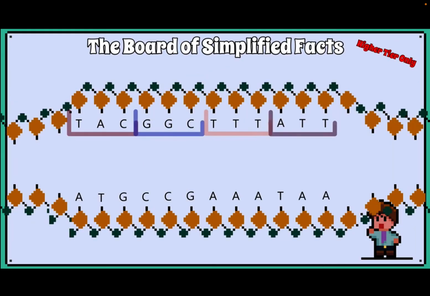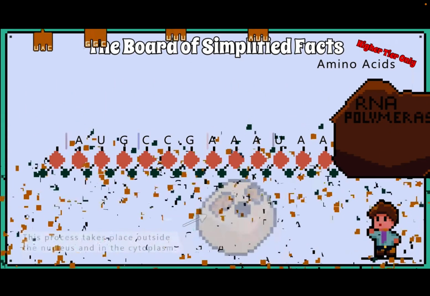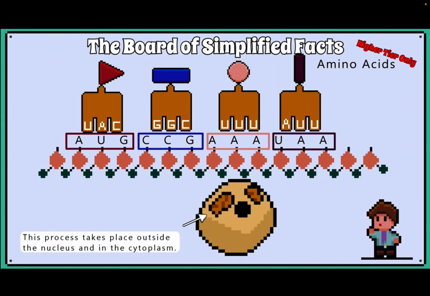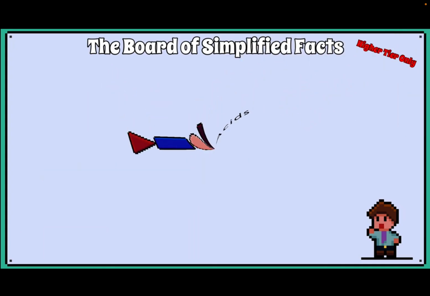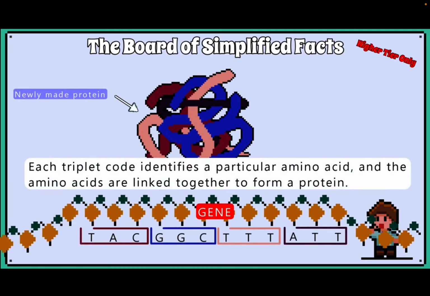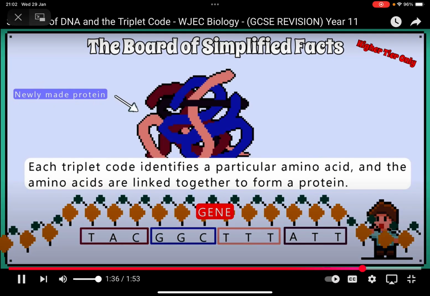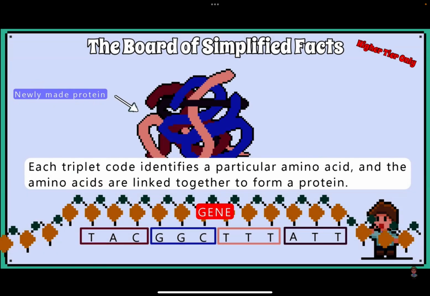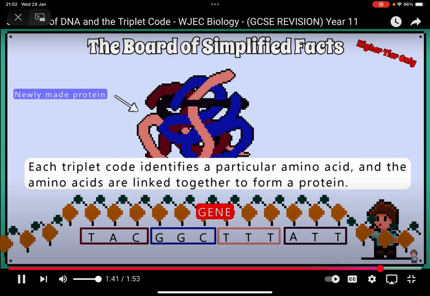The following is higher tier only. The triplet code refers to how 3 bases are needed to match to one specific amino acid. So, in the cytoplasm, when a protein is being made, as the code is being read in groups of 3, a specific amino acid is matched to that group of 3, and by the time the whole gene is read out, a long chain of amino acids is formed, which will fold eventually into a specific protein. Remember, a gene codes for a specific protein. This is a gross simplification of the process, but is all you need to know for the WJEC exam.